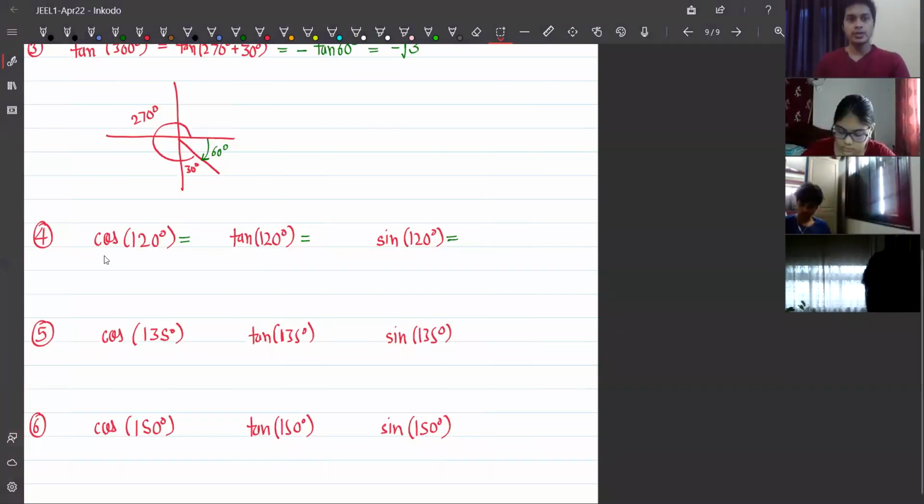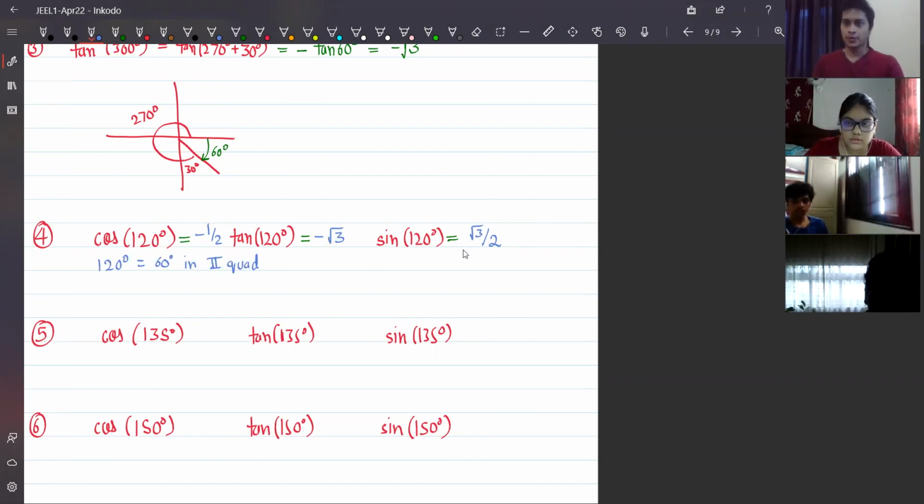So 120 degree equals 60 degree in the second quadrant. Am I right? Yes. Okay. So cos 120 is minus 1 by 2. Tan 120 is minus root 3. Correct. Sin 120 is root 3 by 2. Vaishnavi, are your answers right? Yes, sir. Okay, solve the rest of them.